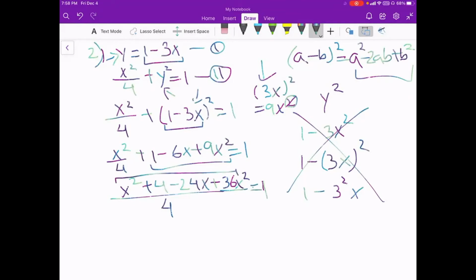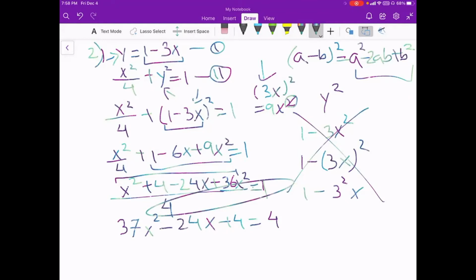The way you simplify that is by combining the like terms. 36x squared plus x squared, because they are like terms, gives me 37x squared. And then in the middle, I have negative 24x. I'm writing this in standard form. Plus 4 is equal to 4. That's what I got when I cross multiplied. I multiplied 1 with 4.